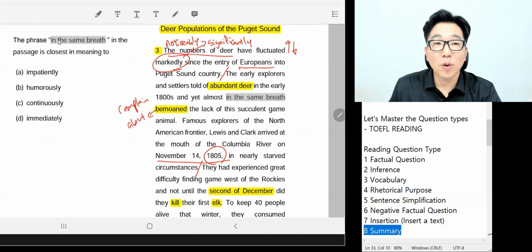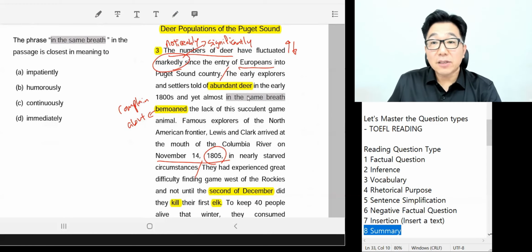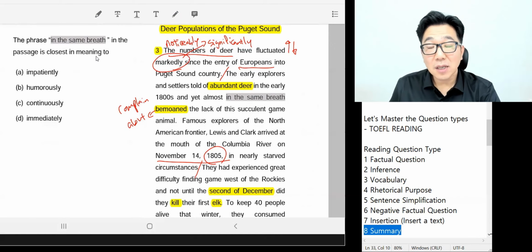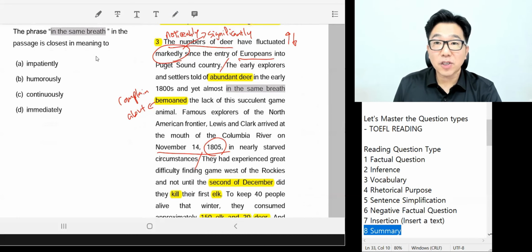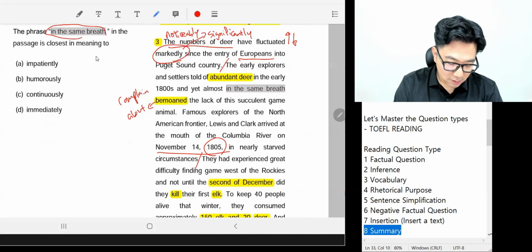And let's tackle the vocab question type in the reading section of the TOEFL test. So I already gave you the answer by reading, but let's revisit. The phrase "in the same breath" in the passage is close in meaning to. Okay, to be honest, I'm going to talk about 2 strategies and tips to tackle the vocab question, but in reality, practically, there is no magic strategy, right? You have to know the words. Sorry to disappoint you. All right.